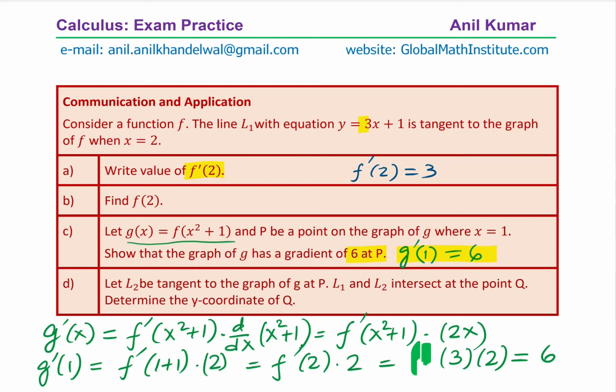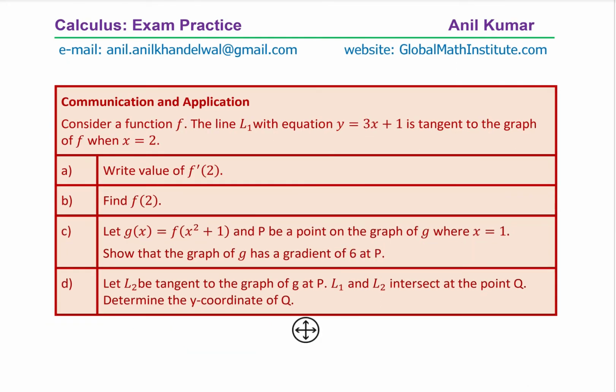Clear? The last part here is, let L2 be the tangent to the graph of G at P. L1 and L2 intersect at point Q. Determine the y coordinate of Q. So let's do it on a fresh page. We need to find the y coordinate of Q.